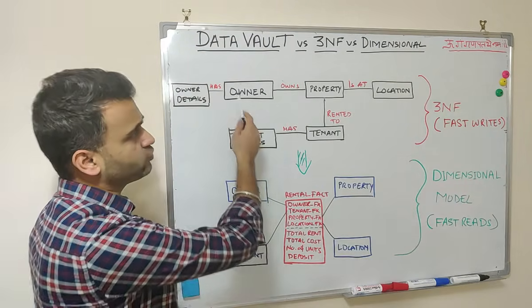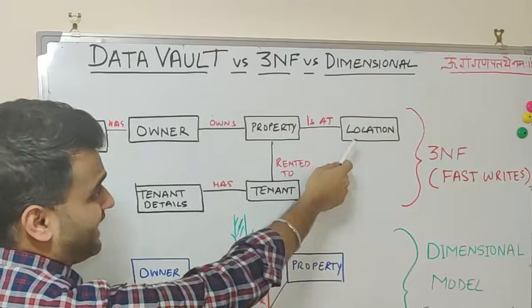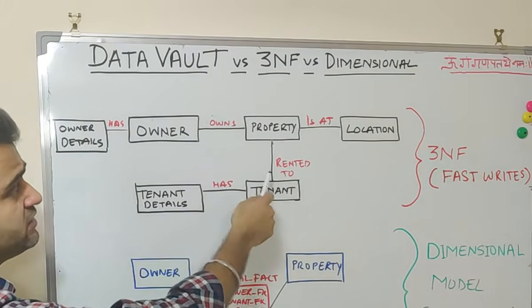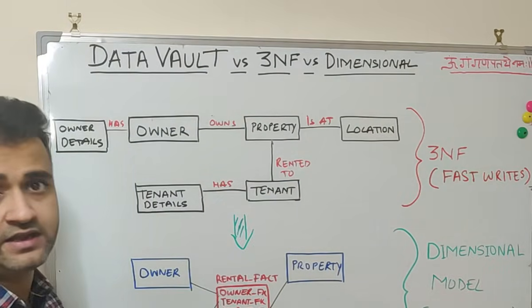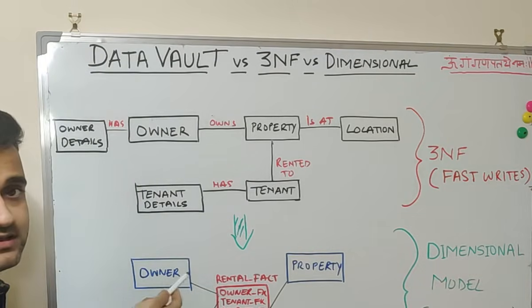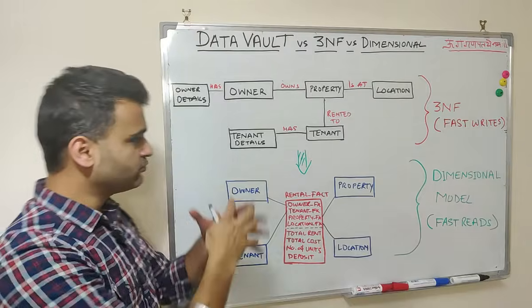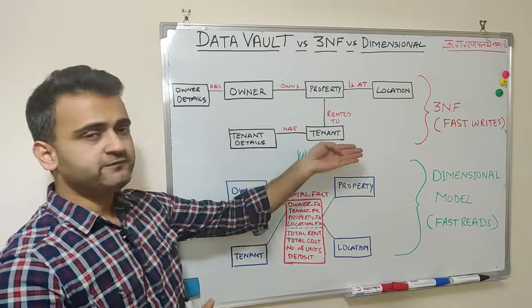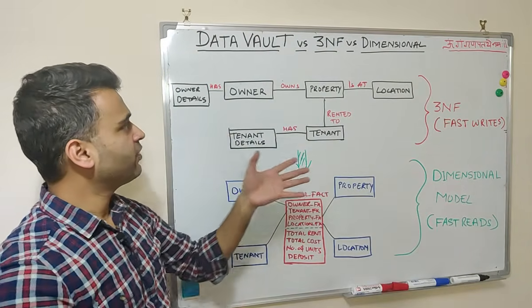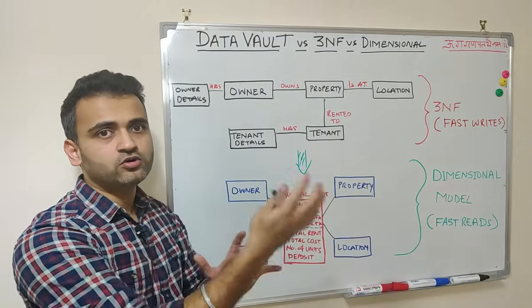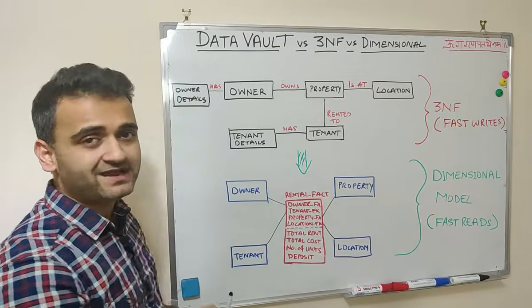So you have your owner, which owns the property at a certain location. That property is rented to a tenant, and that tenant has his own details, and the owner also has his own details. So it is a small data model which I have built. If we talk about 3NF, third normal form, this is how it would look. It would be highly normalized.